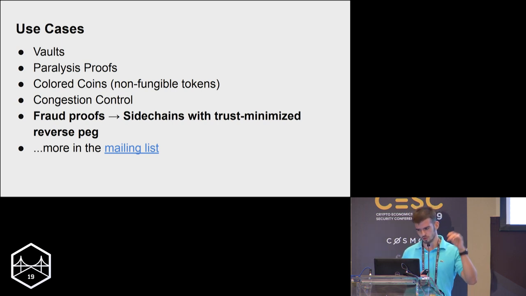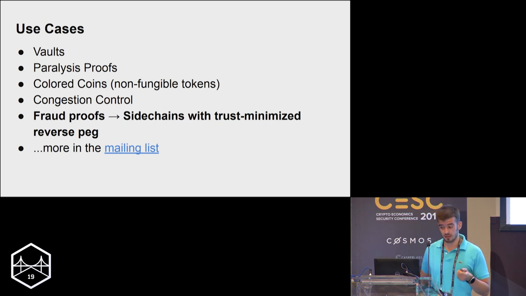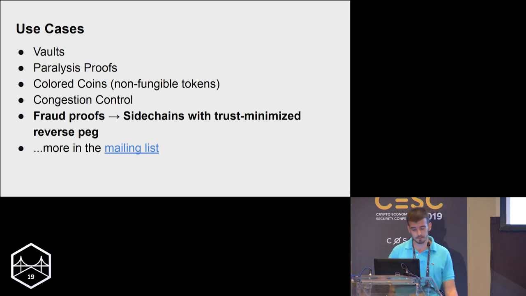Paralysis proofs, colored coins, congestion control, they're all similar ideas and techniques. The idea that we want, though, is the fraud proofs, which allows us to do sidechains with trust-minimized reverse peg. And there are, of course, more ideas in the mailing list, Bitcoin Talk, some Telegram chat, as usual.